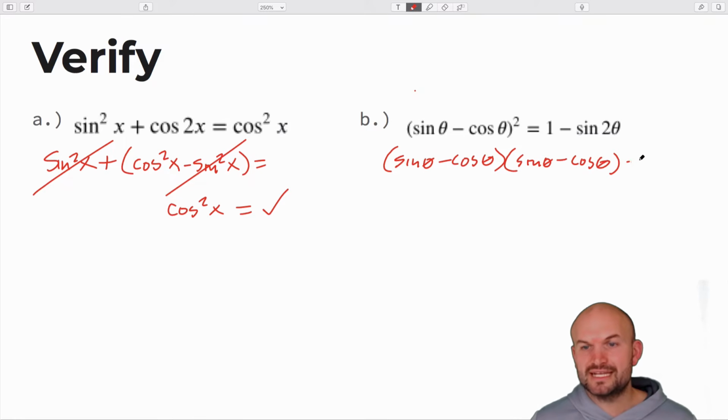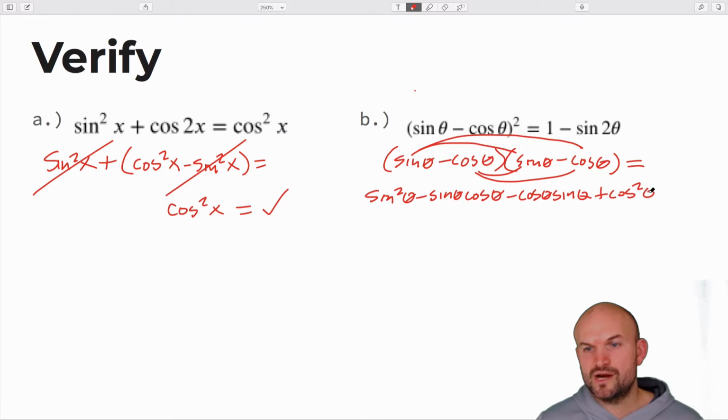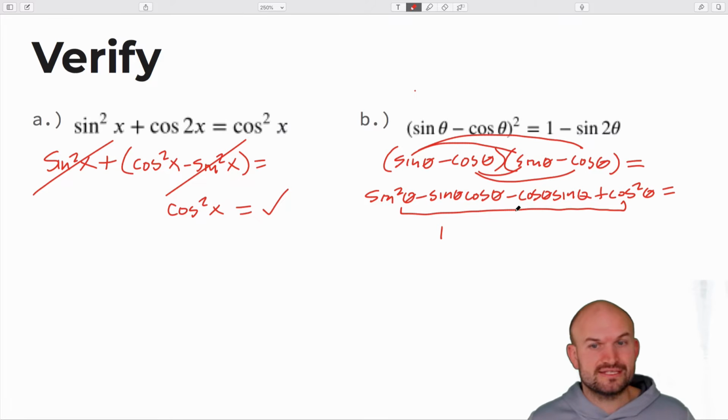Now, this one is not as fun to distribute, but you can see here we get a sine squared of theta. This becomes a negative sine of theta cosine of theta. This becomes a minus a cosine of theta sine of theta. And this becomes a positive cosine squared of theta. Now, again, we recognize this. That is our Pythagorean identity, so that becomes 1. And then these are the same term. Even though they're not in the same order, they are the same expression.